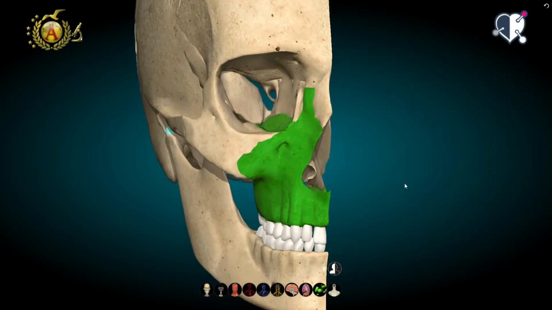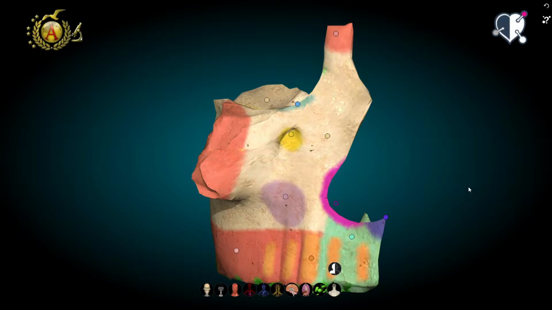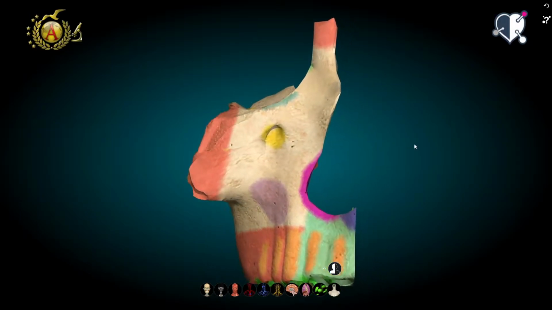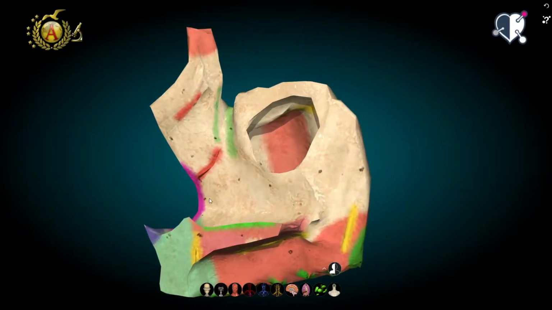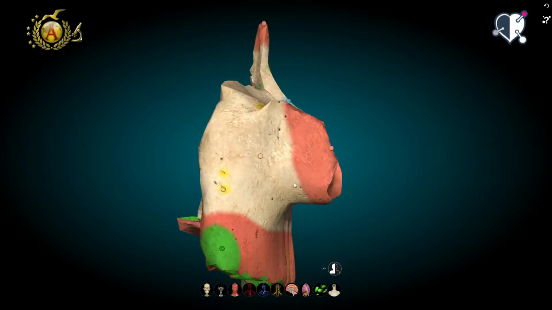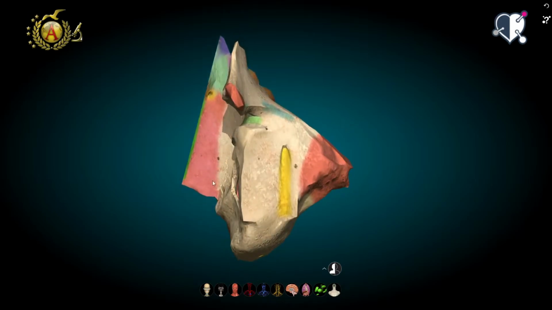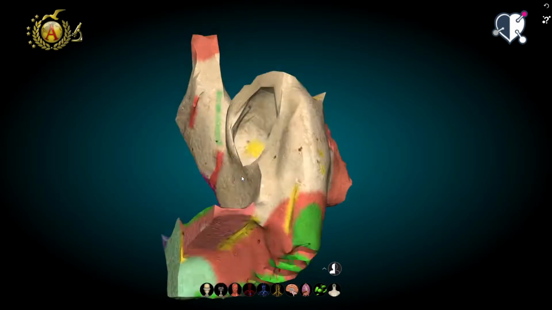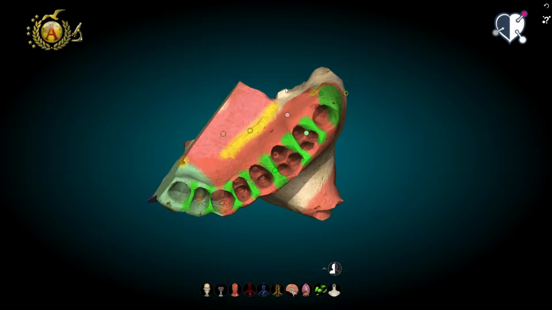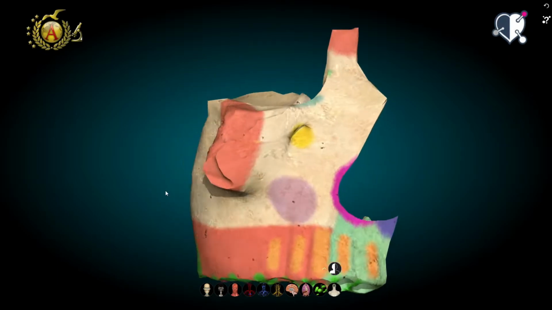But let's analyze the bone in detail. The maxillary bone can be described in terms of aspects and processes. The aspects are anterior, medial or nasal, and posterior, in addition to the upper aspect, which is considered an orbital process, and the lower aspect, which is considered a palatine process. Let's start by describing the anterior aspect.